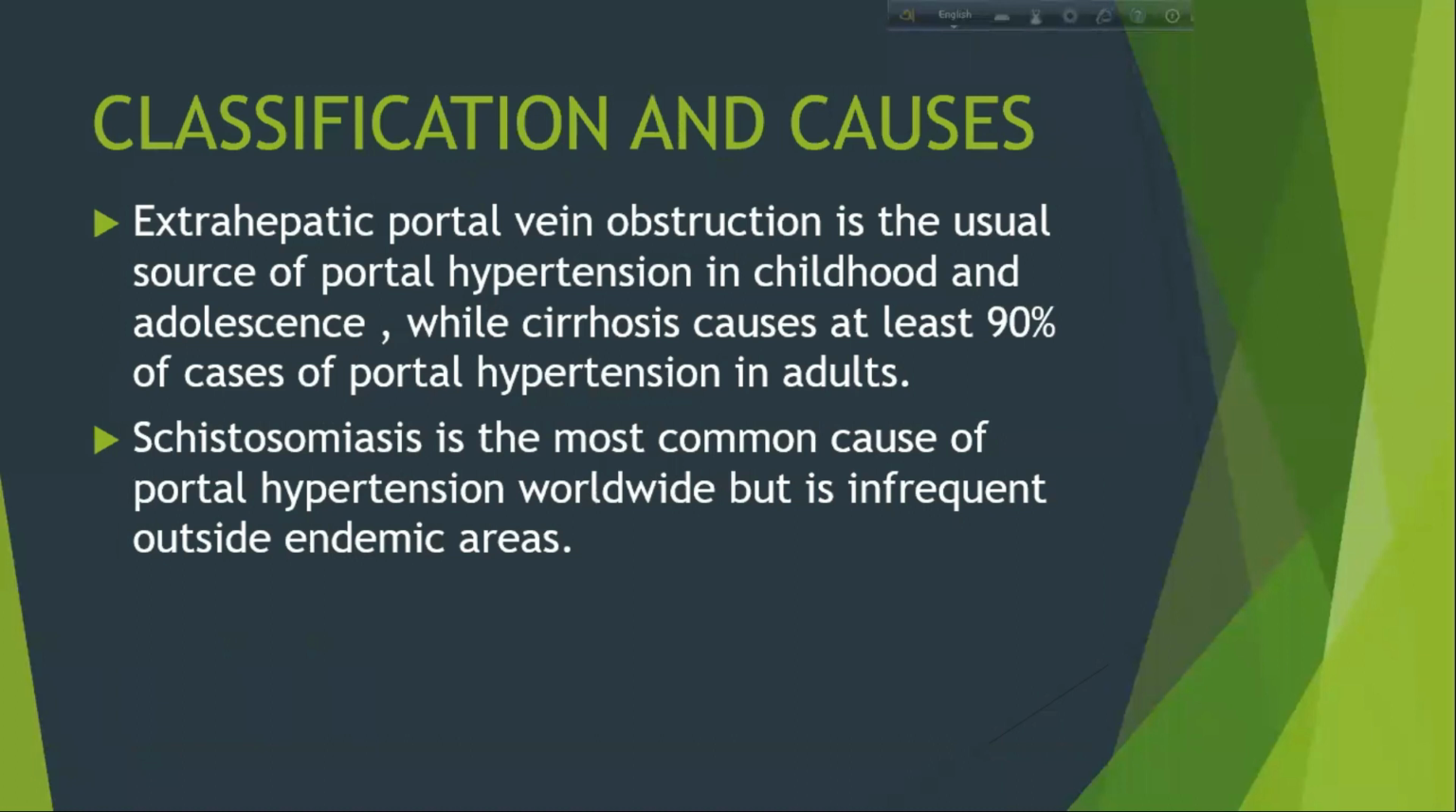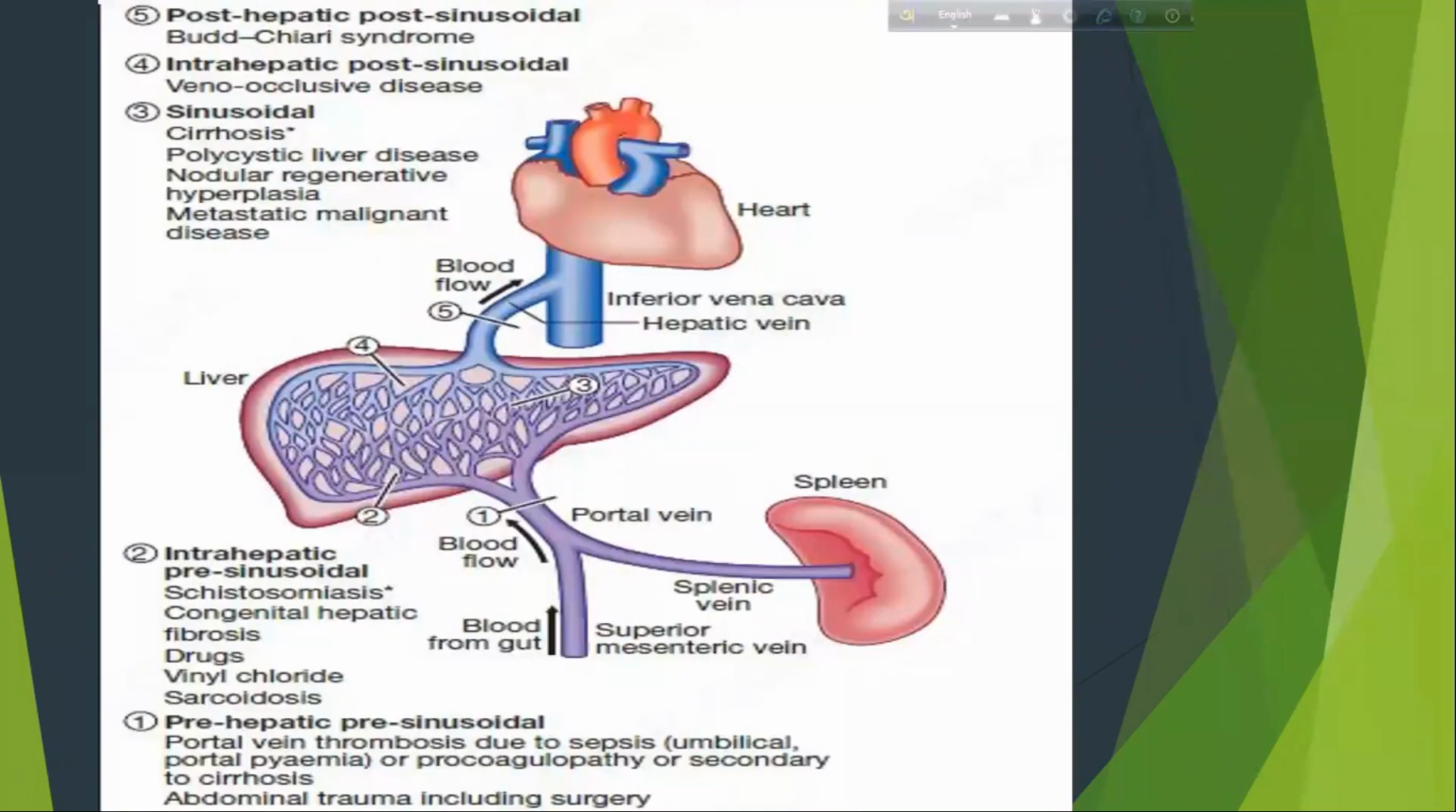Classification and causes of portal hypertension. Extrahepatic portal vein obstruction is the usual source of portal hypertension in childhood and adolescence, while cirrhosis causes at least 90% of cases of portal hypertension in adults. Schistosomiasis is the most common cause of portal hypertension worldwide, but is infrequent outside endemic areas. This is the cause and classification of portal hypertension.